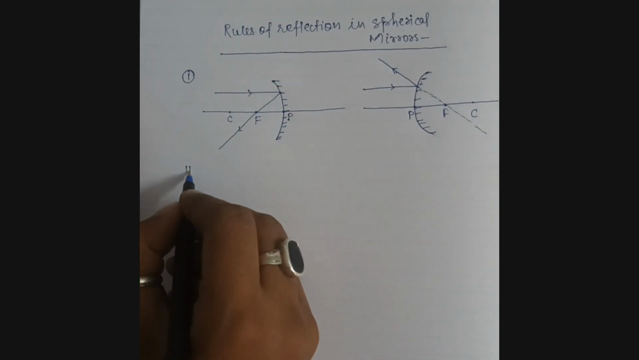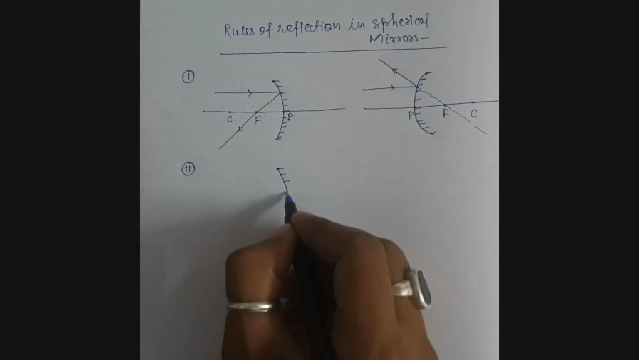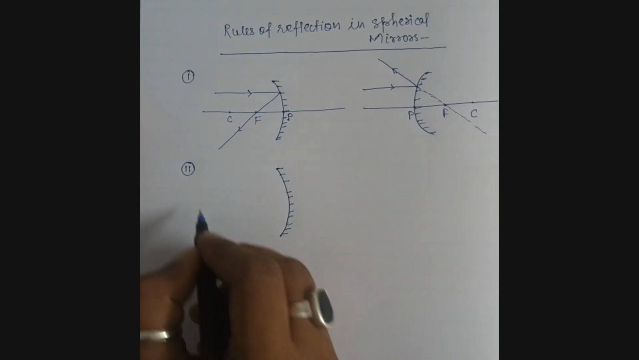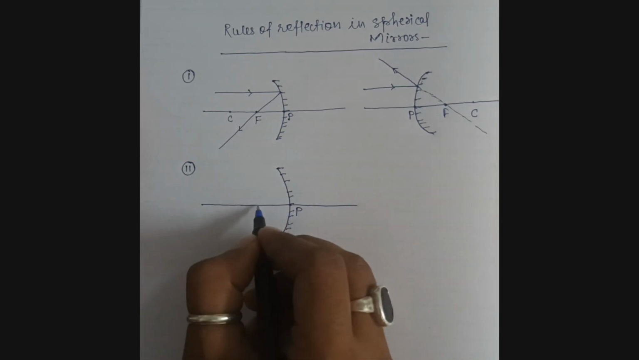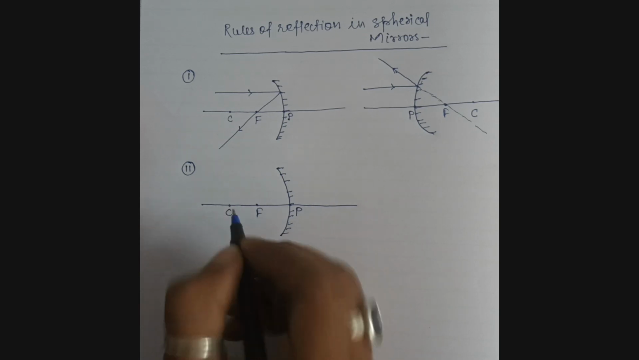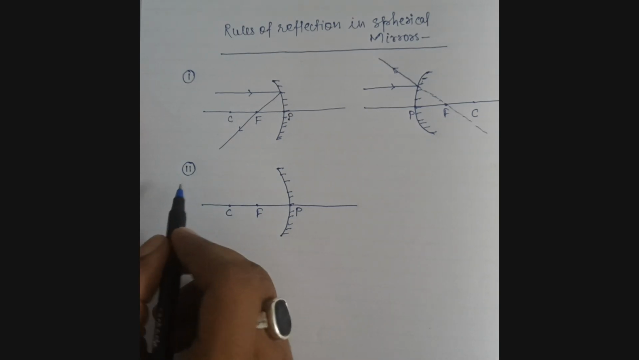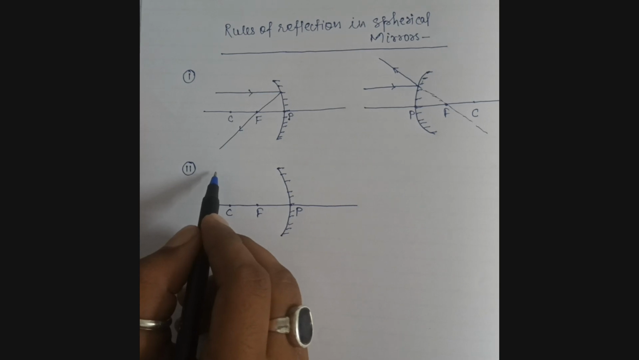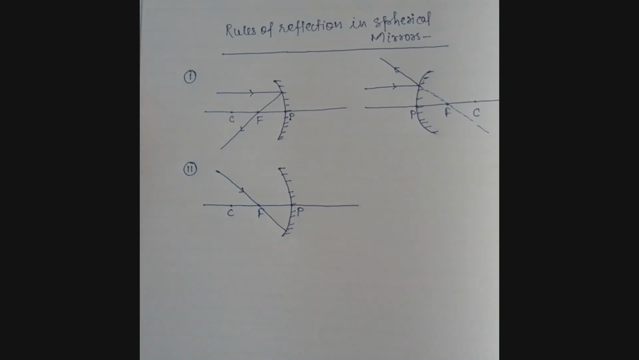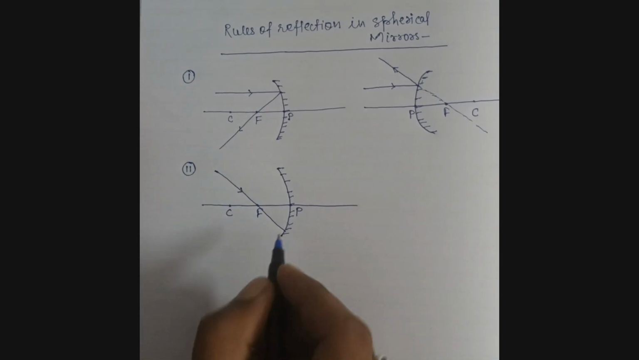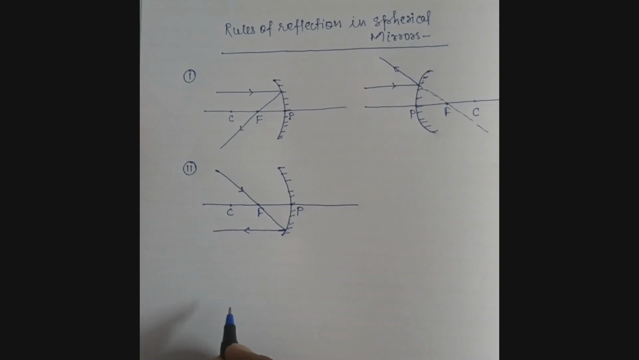Now, the second rule says, students, again let us consider we have a concave mirror. This is the pole, this is the focus, and this is the center of curvature. Now, what happens if we incident a light ray which is passing through the focus on the spherical mirror? It will be reflected parallel to the principal axis.